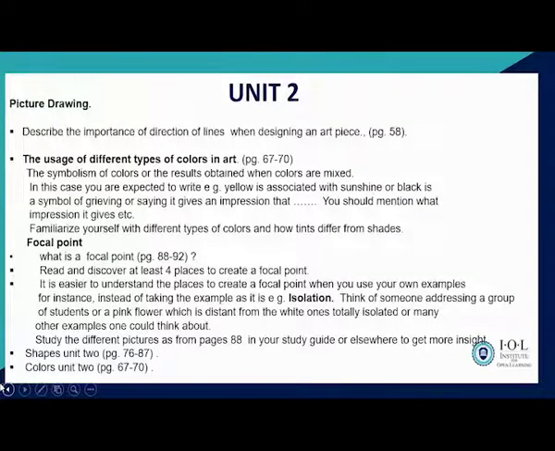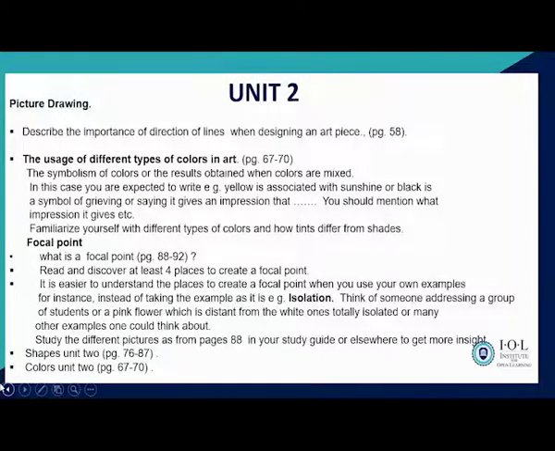What's isolation? What is isolated there? What must I do? If you just write it as it is, you will never get it, even in the exams. Think of someone addressing a group of students, or a pink flower which is distant from the white ones, totally isolated, or many other examples one could think about. And then relate to your own examples.